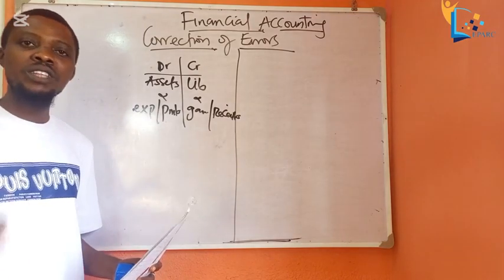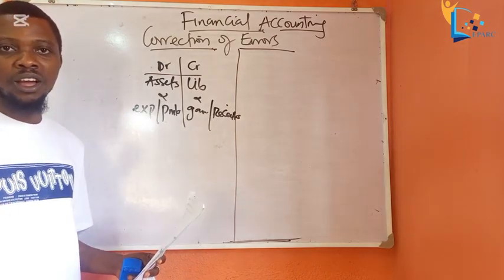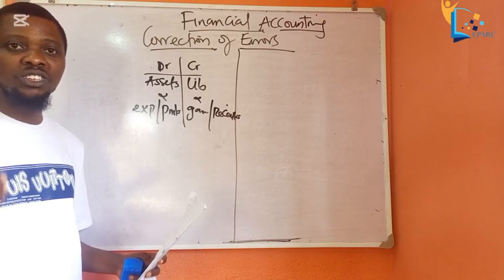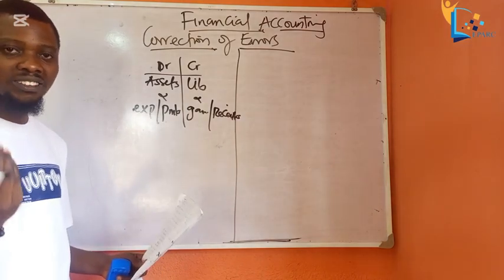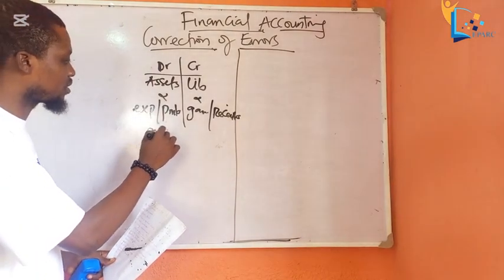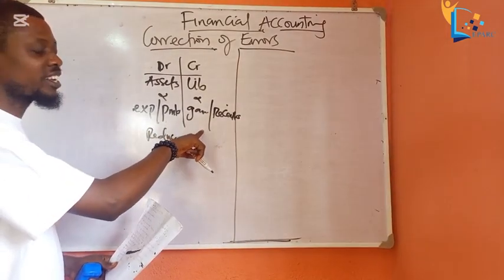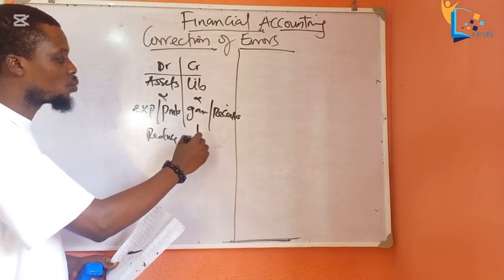Do you understand? Now, when a nominal account has a debit balance and the correction is debited, the correction now has debit balances. It will what? It will reduce profit. But if it has a credit balance, it will increase what? Profit.